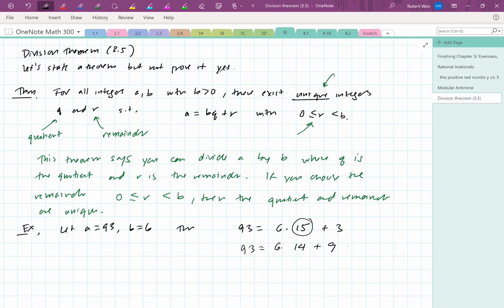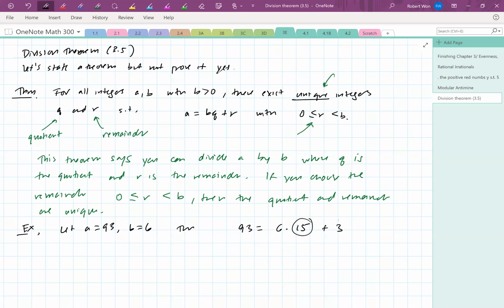But this remainder is not in the specified range. This remainder is not between 0 and b. And so this is not the q and the r that the theorem is talking about. This theorem is talking about this q and this r, and you're guaranteed there's a unique one from this theorem.